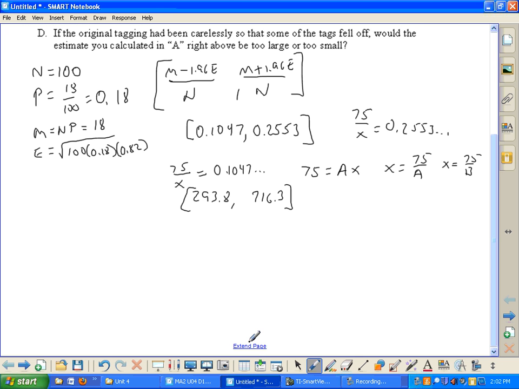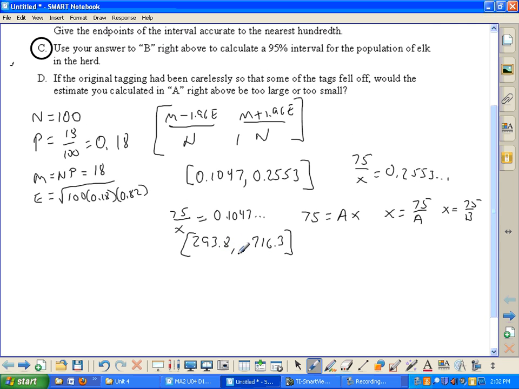Now, when we're talking about the number of elk in the herd, we're not going to round to the nearest tenth of an elk, we're going to round to the nearest whole elk. But this is our 95% confidence interval, and I mentioned that you always want to round these into the center. So even if this were 293.2, we'd still round it up to 294. And even if this were 716.9, we'd still round it down to 716, because if these are the endpoints of our 95% confidence interval, then our confidence interval is going to be around the 294, outside of the 294 and the 716 number. So there is our 95% confidence interval for the population of elk in the herd.